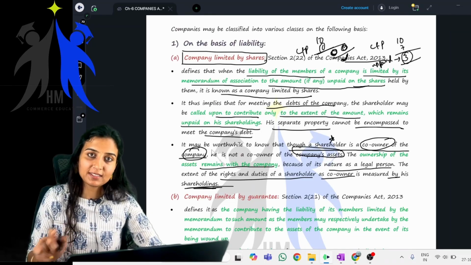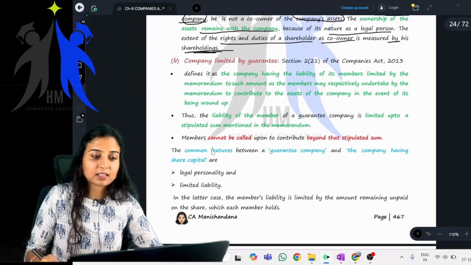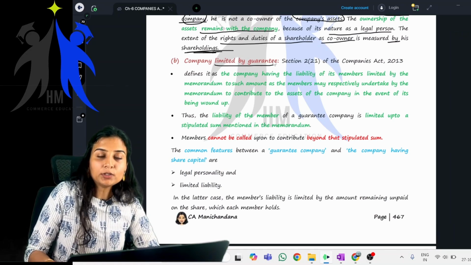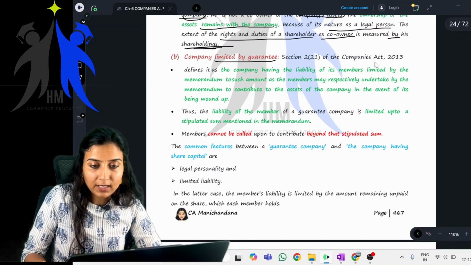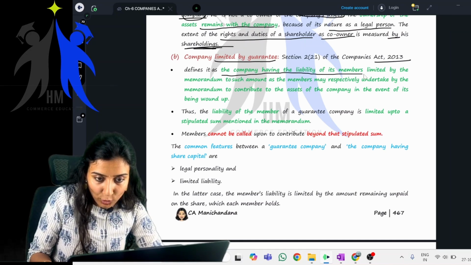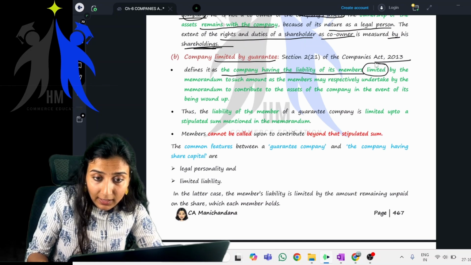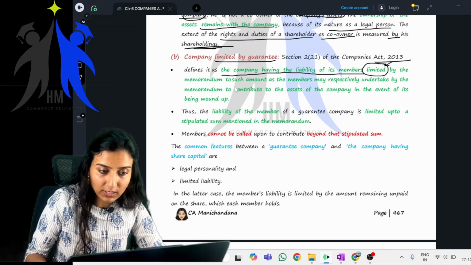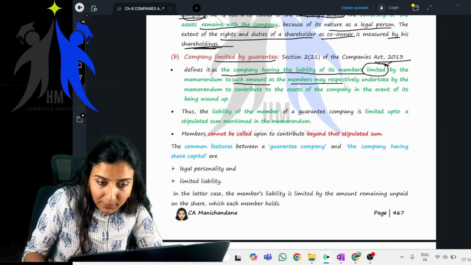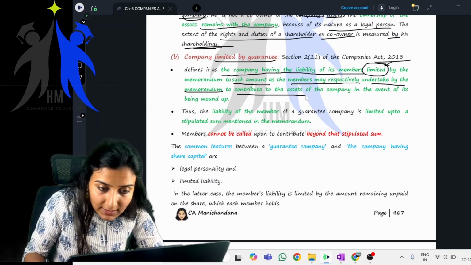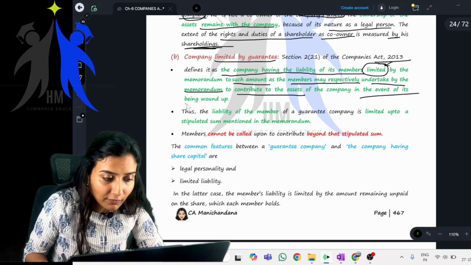Company limited by shares. Done. Yes, children. Next, company limited by guarantee. Section 221 of the Companies Act 2013 defines it as the company having the liability of members limited. Again, liability of members is limited. Is it limited or unlimited? It is limited by the memorandum of association to such amount as the members may respectively undertake by the memorandum to contribute to the assets of the company in the event of it being wound up.